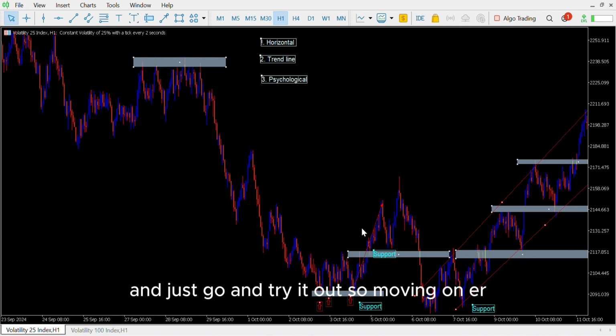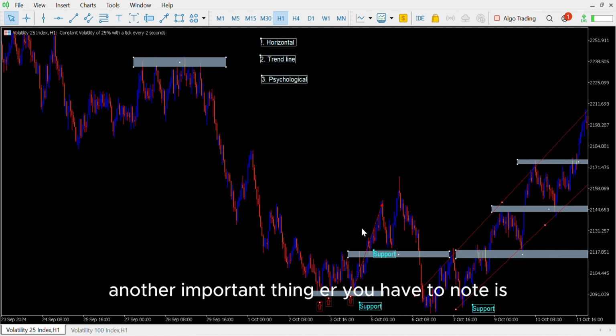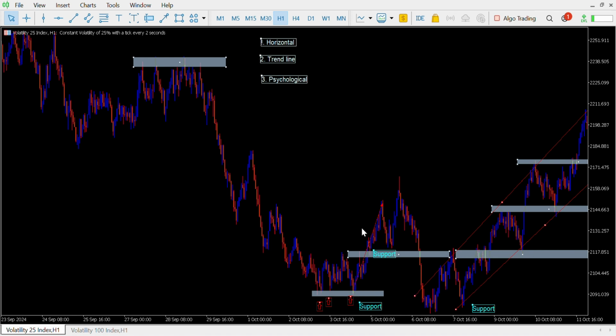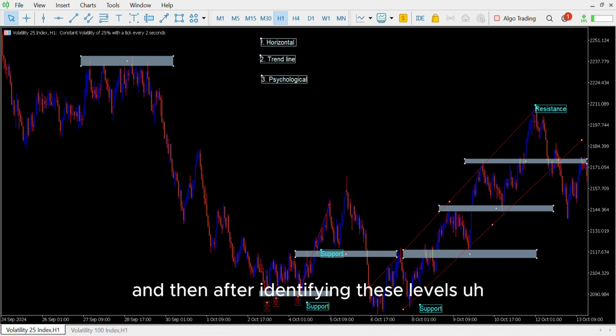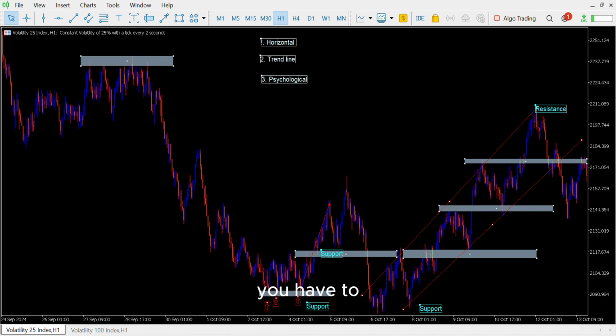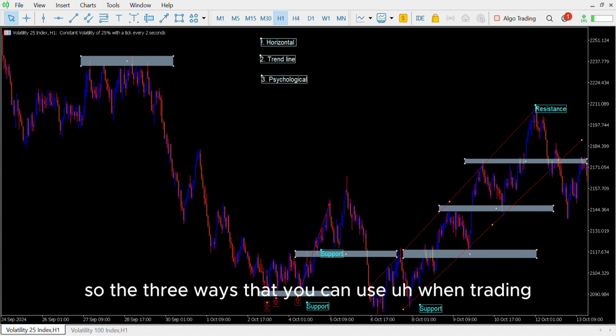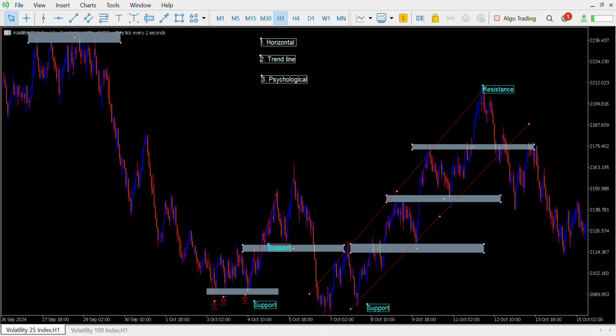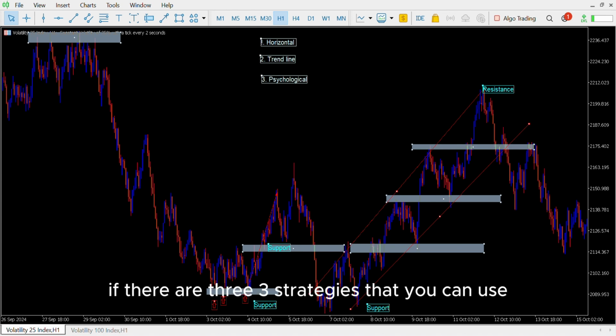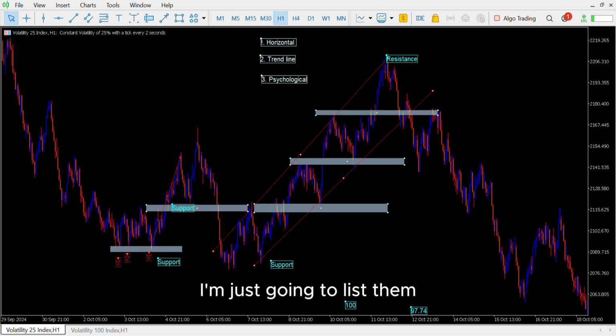So moving on with our resistance and support levels, another important thing you have to note is to identify support levels, like I've said earlier, and then after identifying these levels, you have to make sure you know how to trade using the support and resistance levels. There are three strategies that you can use when trading with support and resistance levels. I'm just going to list them.